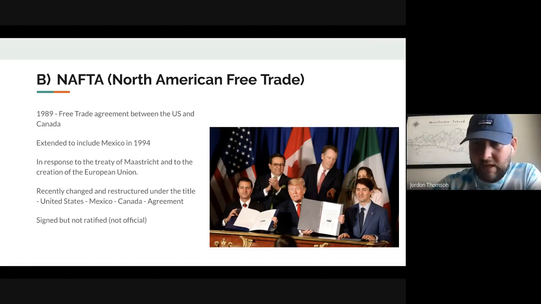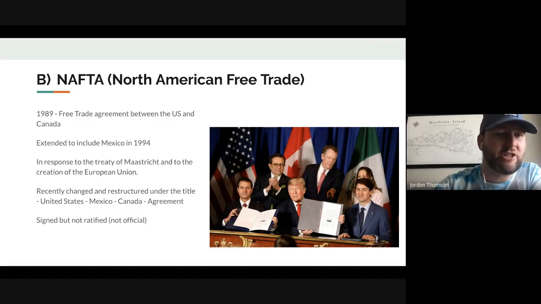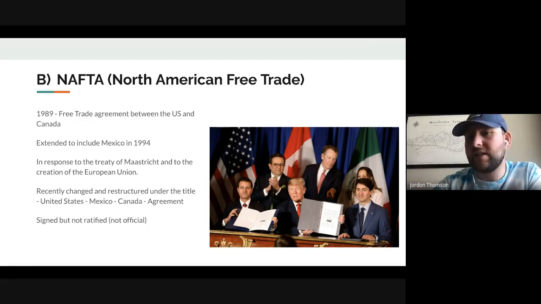Okay, so the North American Free Trade Agreement, this is called the USMCA now. This was recently renegotiated by Trump in his first little bit of time in office. Originally it was 1989, and it's changed now, right? It extended to include Mexico in 1994. So it's our North America: Mexico, the United States, and Canada. We border those countries, so trade's a little bit easier. It's cheaper. You're not shipping things across the world, right?